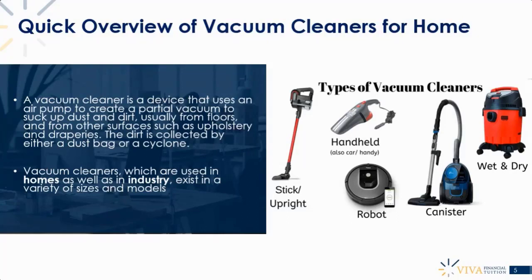The canister, which is the more traditional kind of vacuum cleaner that you are probably more familiar with. And then you have the wet and dry as well, and that tends to be used primarily for industrial purposes. But those on the left there, the stick upright, the handheld, the robot, and indeed the canister, primarily the biggest market there is the domestic market still.